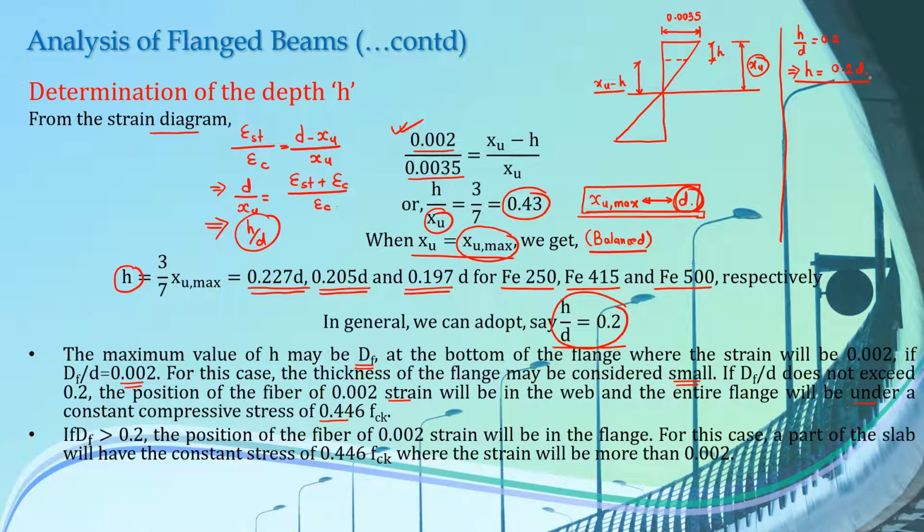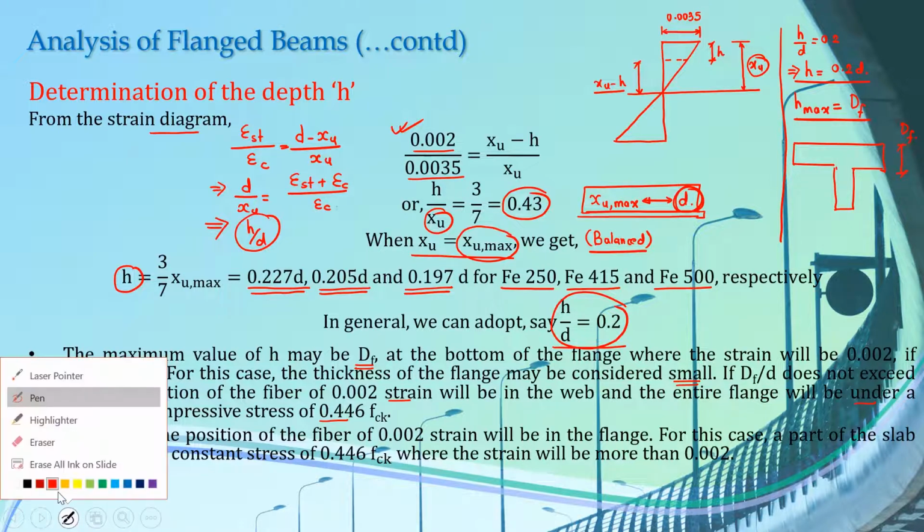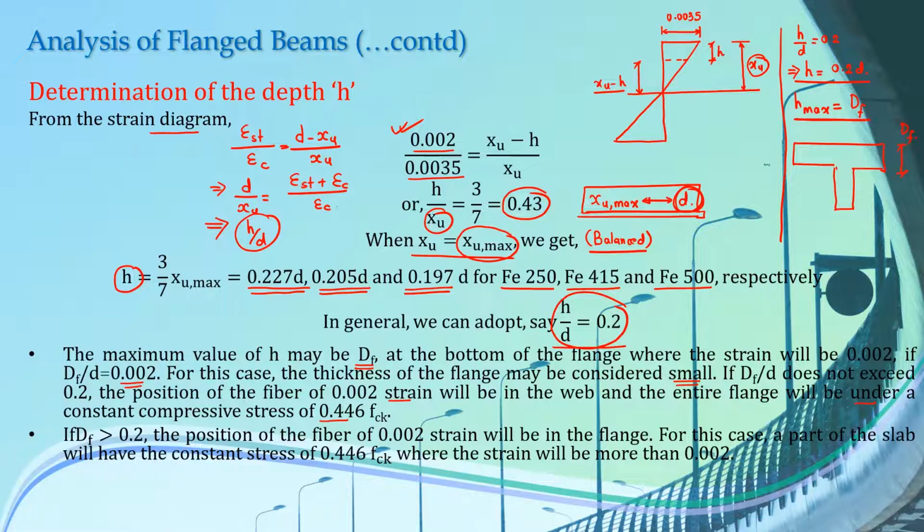But we know what happens if the maximum value of H is equal to Df. In that case, if you draw a T-beam here, we know that this is the depth of flange. So if the maximum value of H max is Df, that means this line coincides here. Let me draw it with another. So this is the line which coincides with the value of Df as measured from the top here. So this is also the value of H.